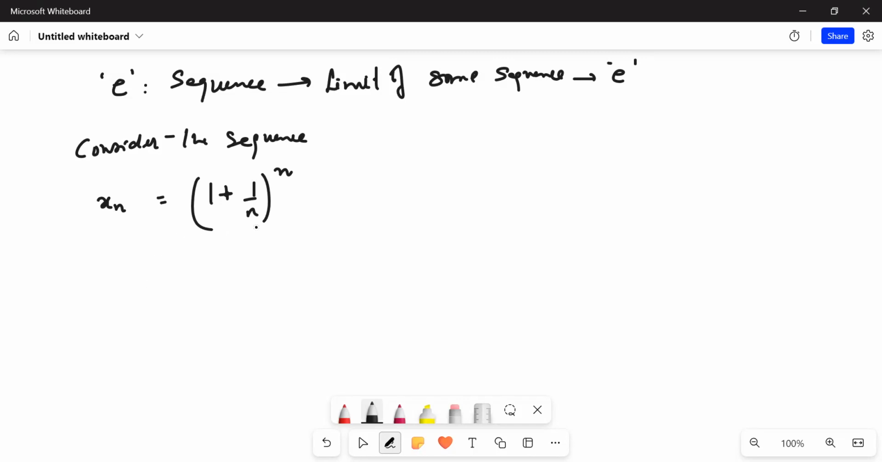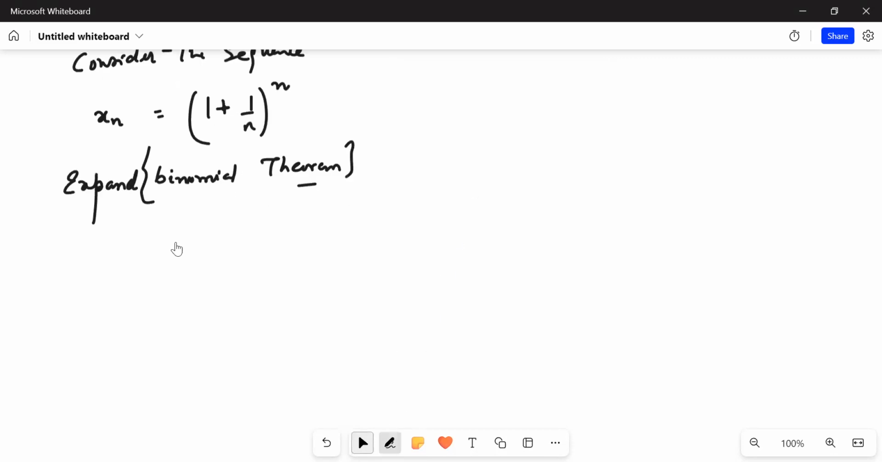And just think that for all n greater than or equal to 2, this will be less than 1. So we can expand this binomially. We can expand it using the binomial theorem. So let us try to do that.